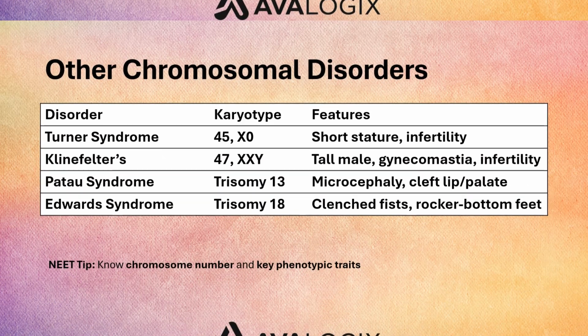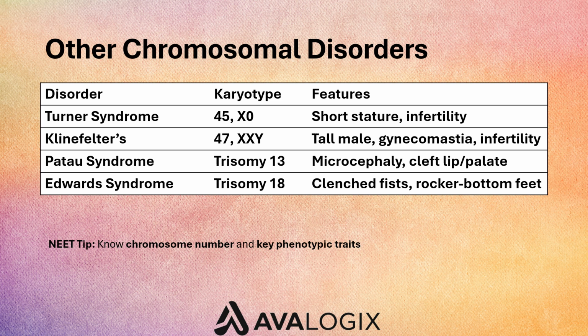Alright class, now that we've covered Down syndrome in depth, let's explore some of the other important chromosomal disorders you need to know, especially for NEET and your university exams. Let's start with Turner syndrome, which we already mentioned a bit earlier. This is the only viable monosomy in humans, remember that. Affected individuals have only one X chromosome, so 45 chromosomes total.